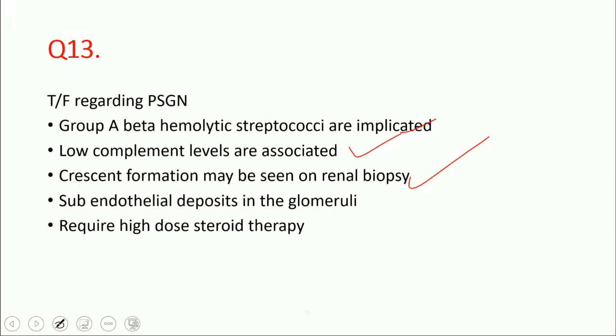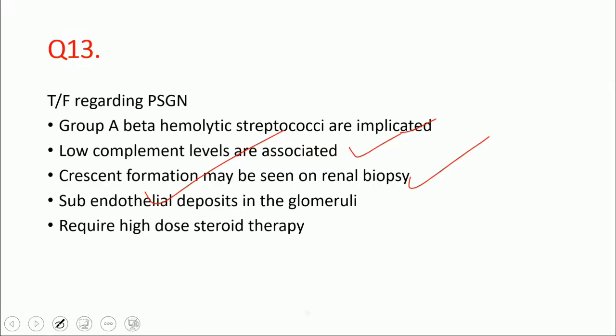And these patients, remember, have these immune complexes which are deposited in the endothelial, subendothelial region. And they contact the bloodstream very easily, right? So subendothelial deposits are seen. Endothelial or subendothelial deposits, these immune complexes go and stay there. Right. Okay.